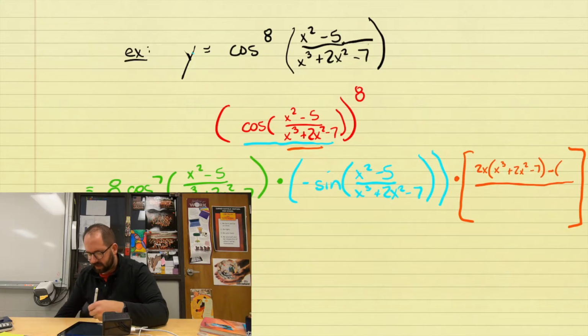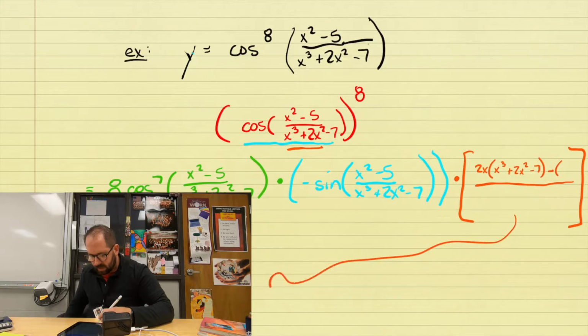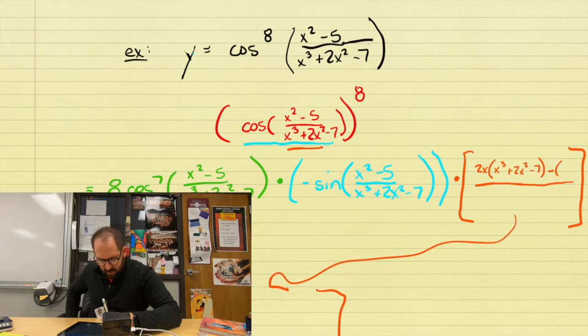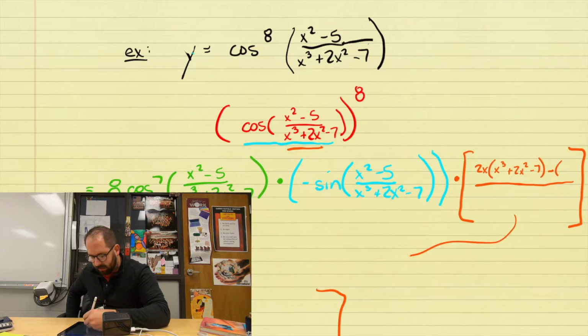I'm going to run out of space. Maybe I should put it down. I'm running out of space here. I'm transferring this over here just so you can see what this box is supposed to be. 2x times x cubed plus 2x minus 7. And what is the derivative of the bottom? That's what we need.